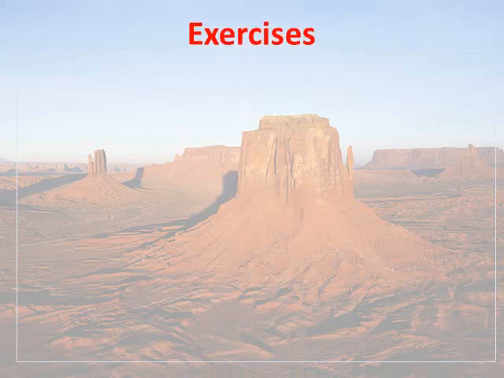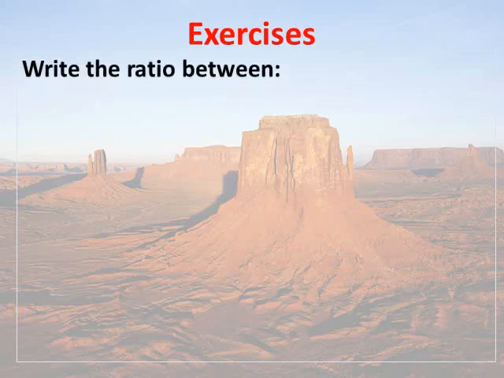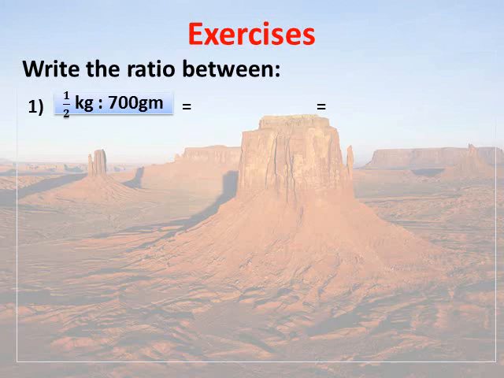For example, exercises. We'll write the ratio between half kilogram and 700 gram. Kilogram and gram, we must convert the two terms into the same unit. Half kilogram equals 500 gram. So 500 gram to 700 gram. The two terms became the same unit.